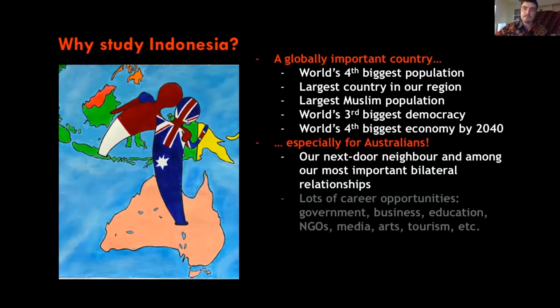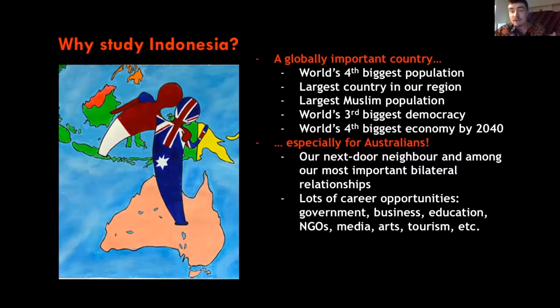Indonesia also presents lots of career opportunities for Australians, for people like you, young Australians, okay? So you might want to work in government, potentially as a diplomat or as a bureaucrat, or in defense. You might want to work in business. You might see trade and investment opportunities in Indonesia. You might want to work in education, doing exchange work with Indonesia, potentially teaching Indonesian students or researching in Indonesia.